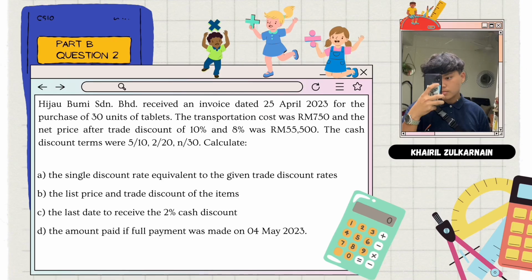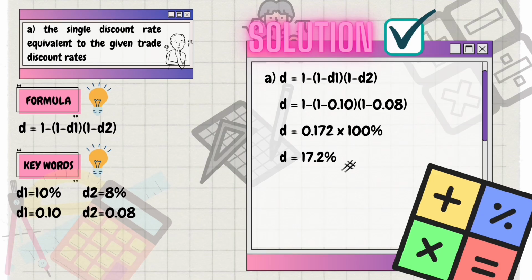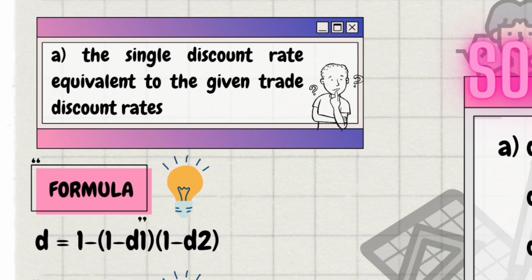So my question is part B question 2. Hijau Bumi Sdn Berhad received an invoice dated 25 April 2023 for the purchase of 30 units of tablets. The transportation cost was 750 ringgit and the net price after trade discounts of 10% and 8% was 5,500 ringgit. The cash discount terms were 5/10, 2/20 and N/30. The question asks us to calculate the single discount rate equivalent to the given trade discount rates.